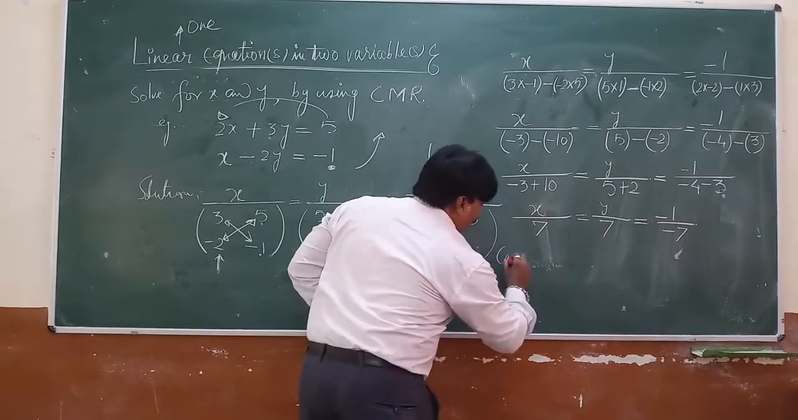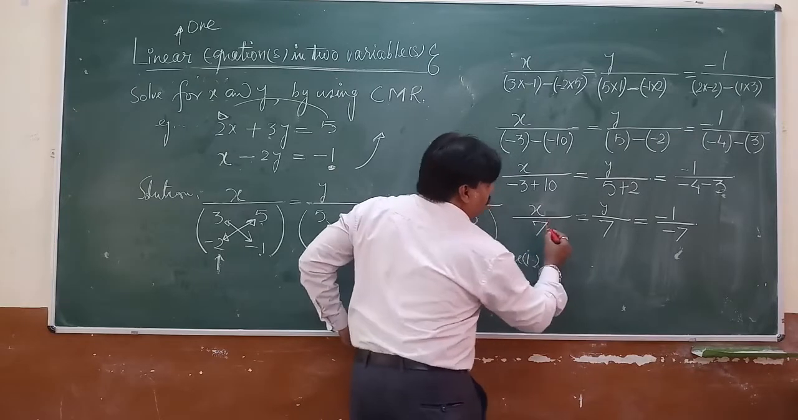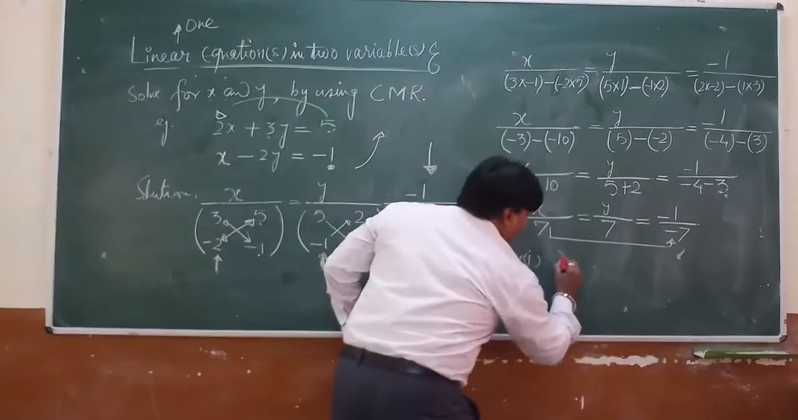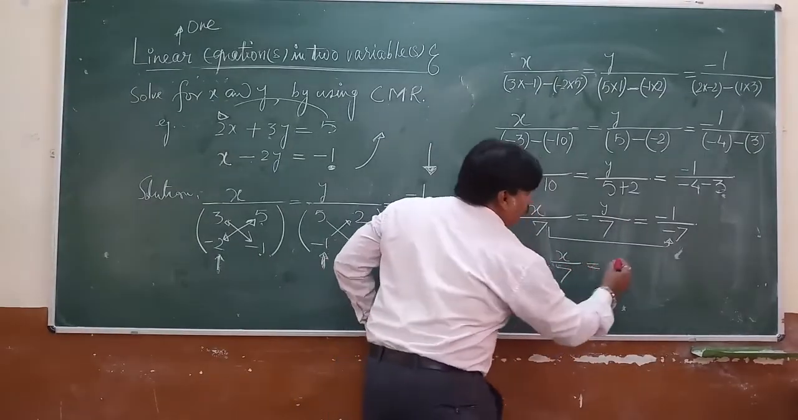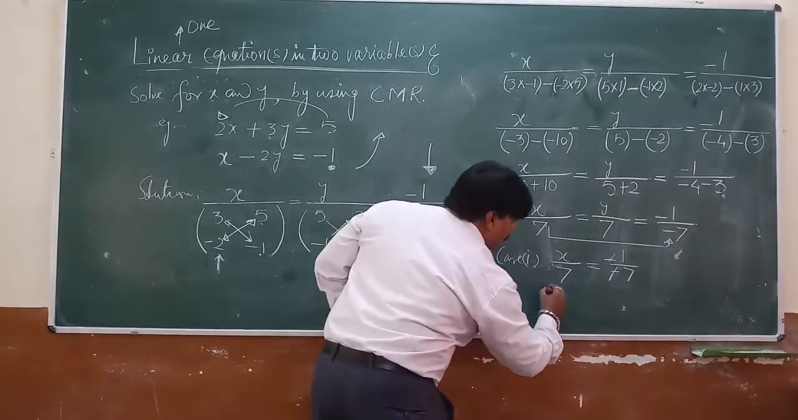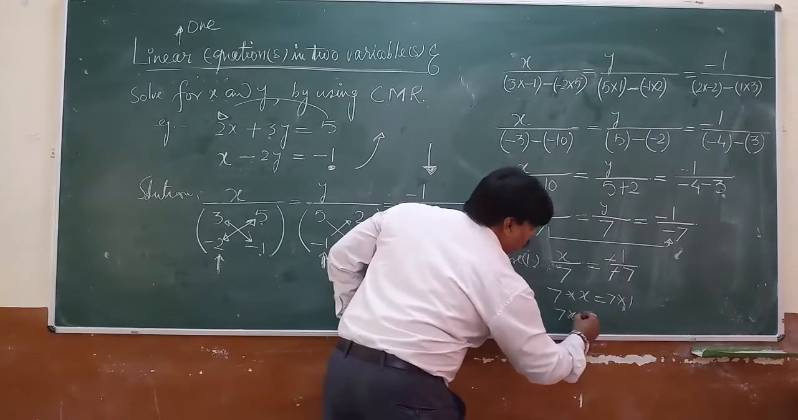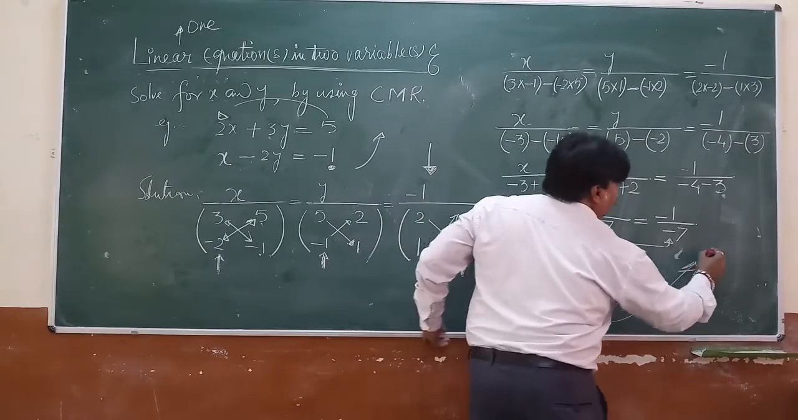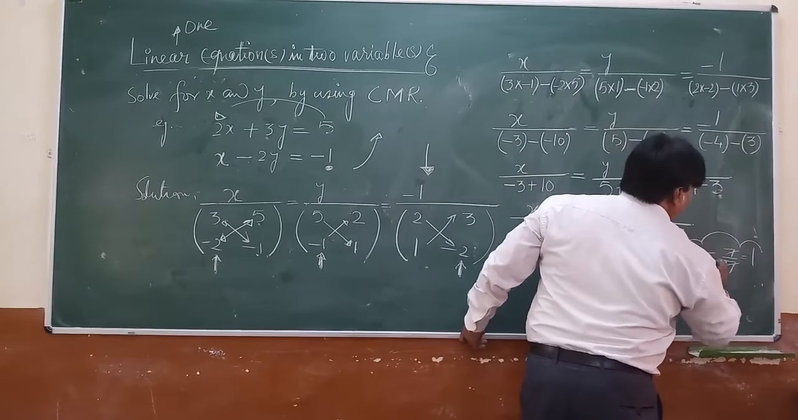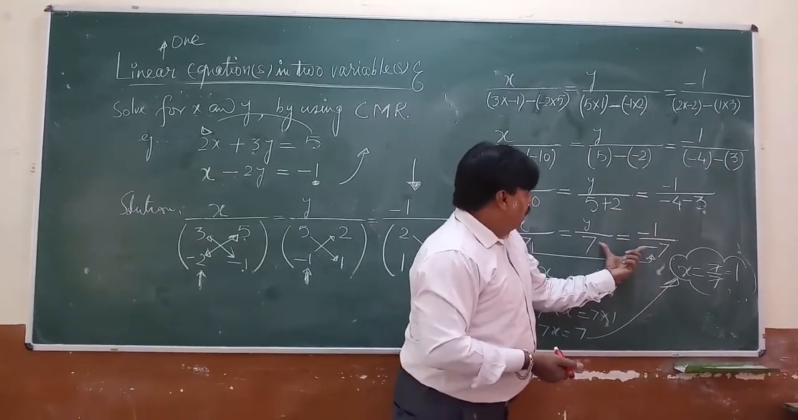So we will take case first. In case first, this x term we will compare with this constant one. So this can be written as x over 7 is equal to minus 1 over minus 7. This minus minus you can cancel, you can do the cross multiplication. 7 into x is equal to 7 into 1. So 7x is equal to 7. So here x is equal to 7 over 7 is equal to 1. Therefore, the value of x is 1. Now similarly, you can find the value of y.